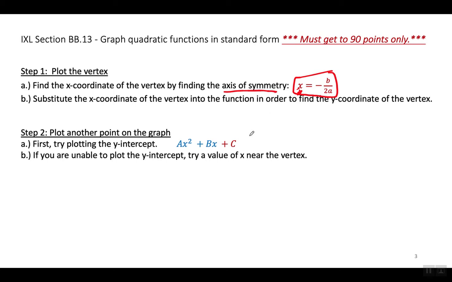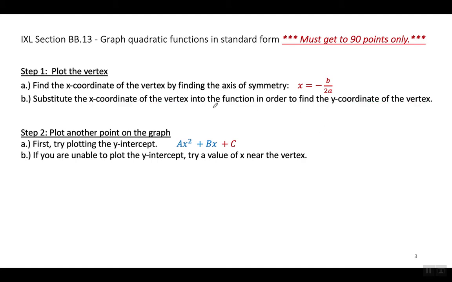Once I find the x coordinate of the vertex, I'm going to substitute the x coordinate of the vertex into the function in order to find the y coordinate of the vertex. Again, I'll demonstrate this in one second.